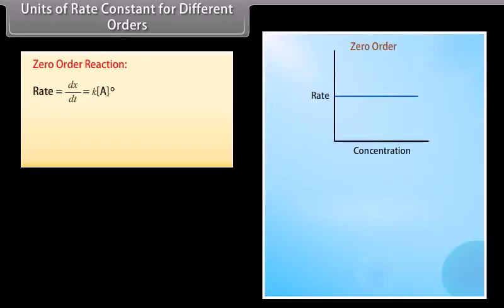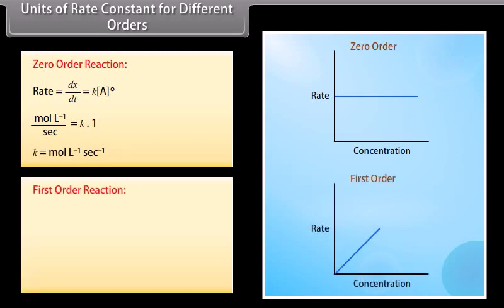Units of rate constant for different orders. Zero-order reaction. Rate is equal to dx by dt, which equals the product of K and A raised to the power 0. Thus, units of rate constant for a zero-order reaction are mole per liter per second. First-order reaction. Rate is equal to dx by dt, which is equal to the product of K and A raised to the power 1. Thus, the unit of rate constant for a first-order reaction is per second.